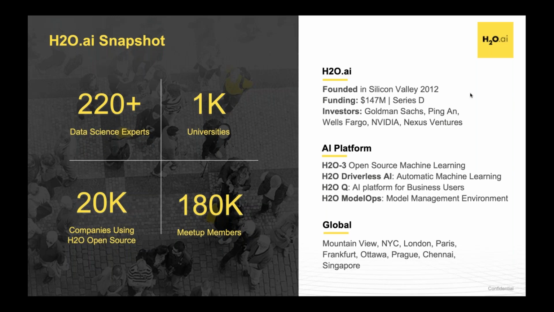We do have global presence on most of the continents. HQ is in Mountain View. We have large offices in Prague, London, Paris, and other places. The presence of H2O tools on the market and among the data science community is really large. Our tools are being used by thousands of data scientists and leading universities. We are very active in the Meetup community, and hopefully this is not the first time you hear about H2O, and more importantly, not the last time.